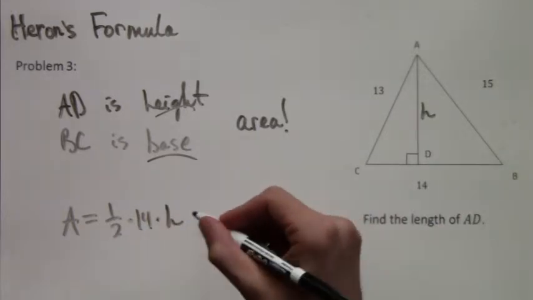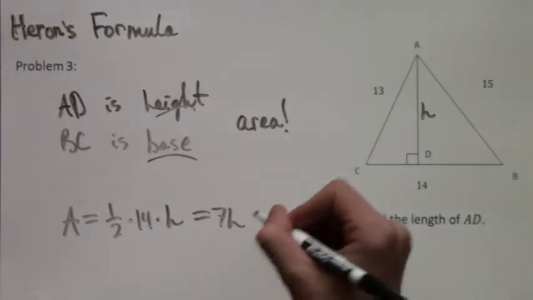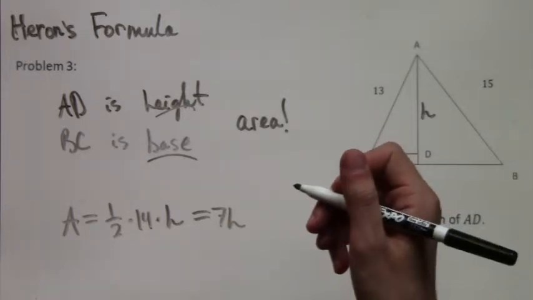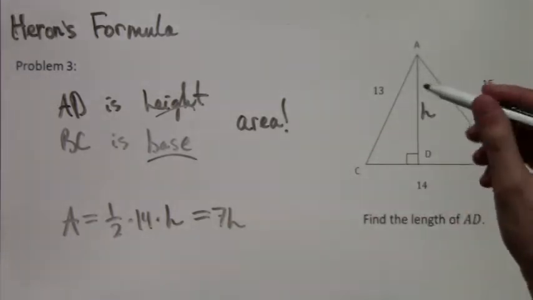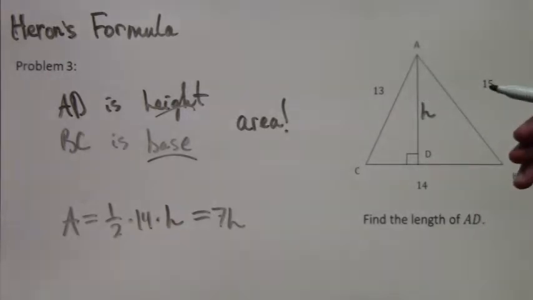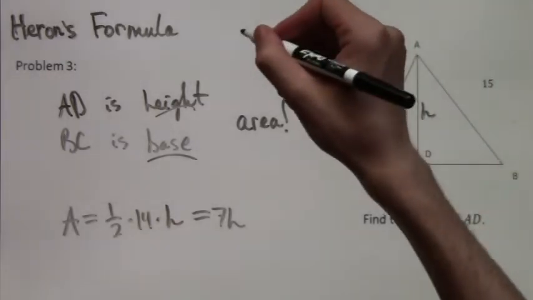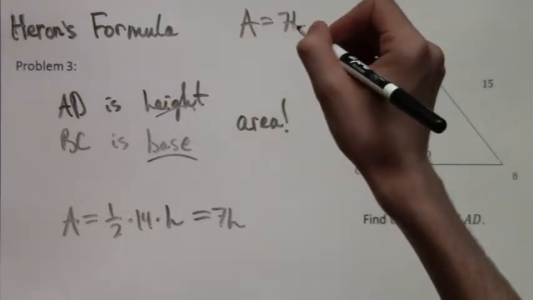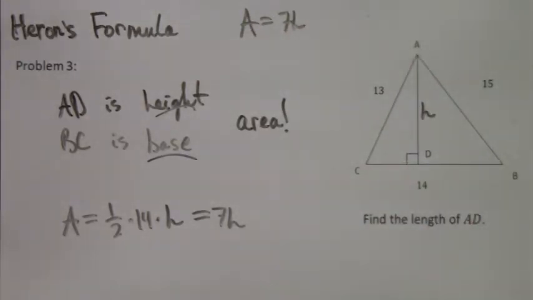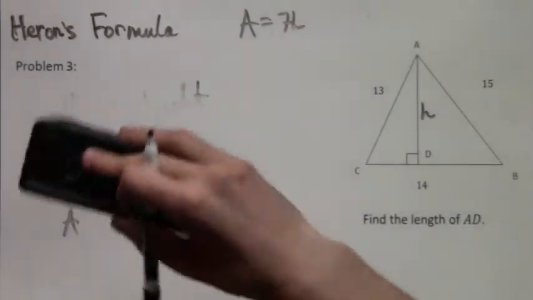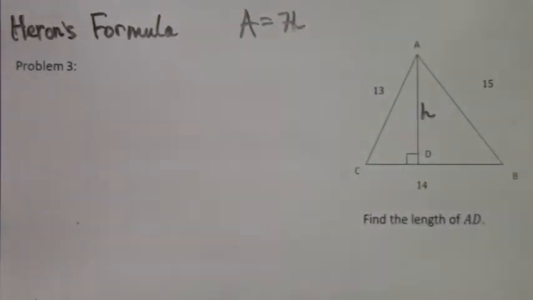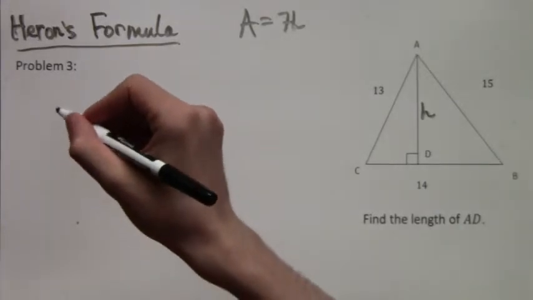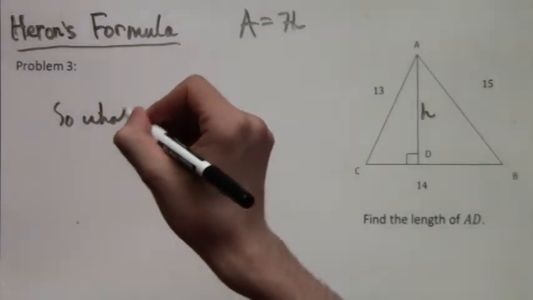So we do know that the area has to equal 1/2 times 14 times h, which is 7h. And h is that length of AD that we are looking for. Since we don't actually know what the area is yet, we're just going to write this down on top and remember that area is 7h. So now how can we calculate area? Well, all three side lengths are given. So Heron's formula works.